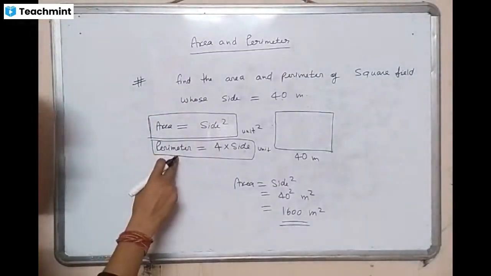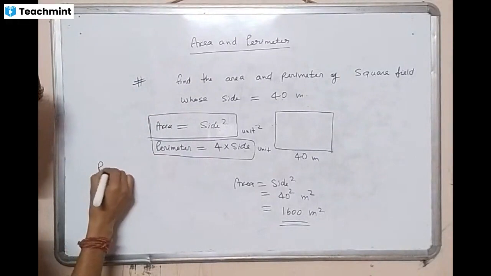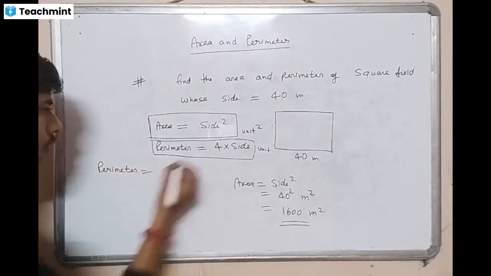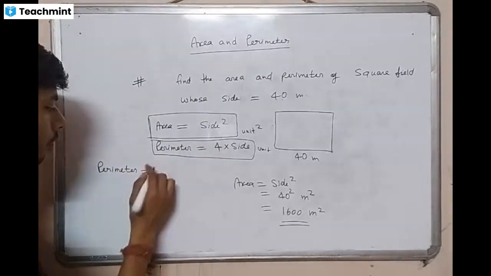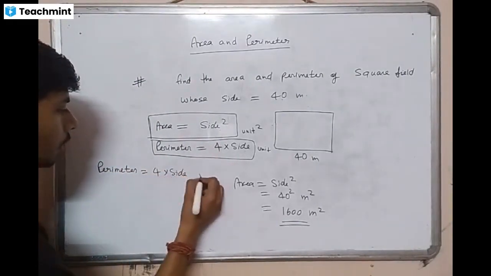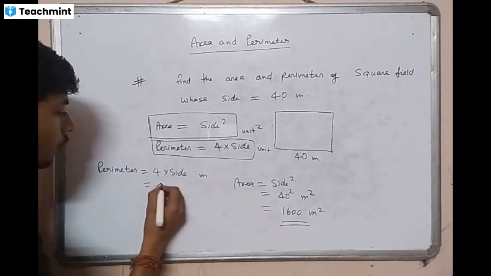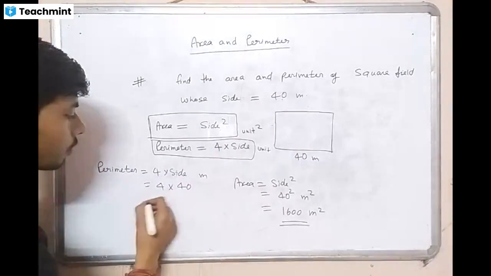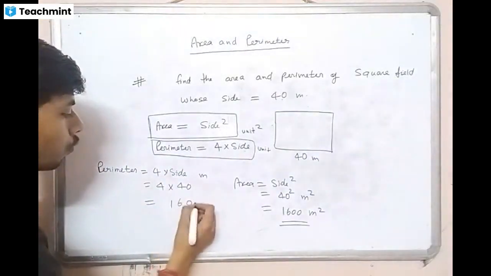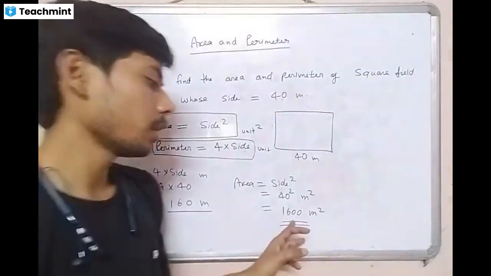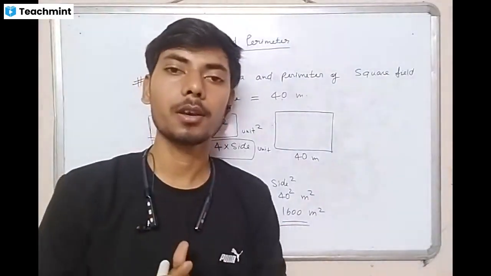Now let us find out the perimeter. So perimeter is equal to 4 into side, and the unit is meter. So 4 into side, given 40 meters, gives 160 meters as your perimeter, and 1600 is your area.